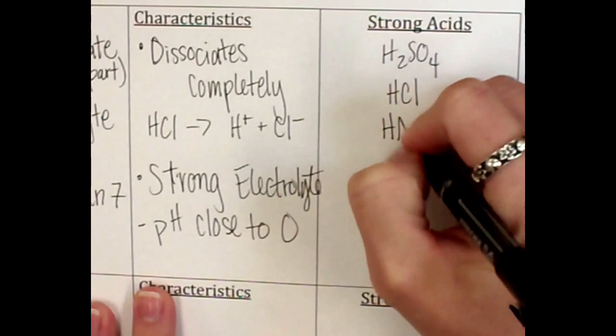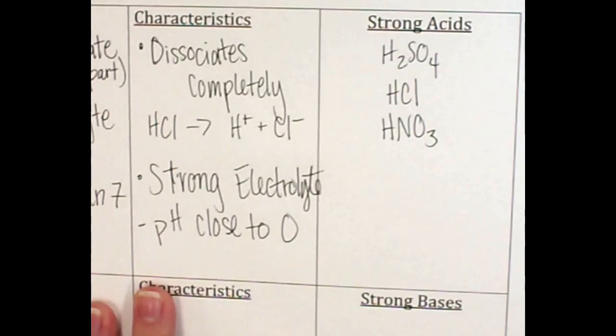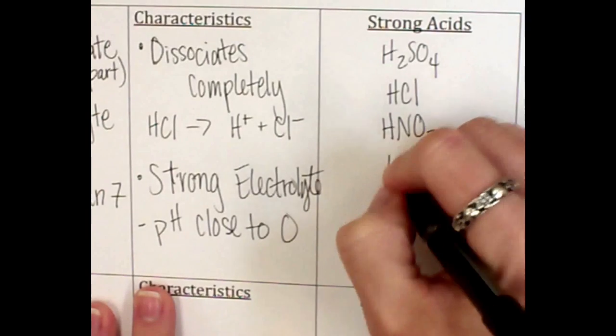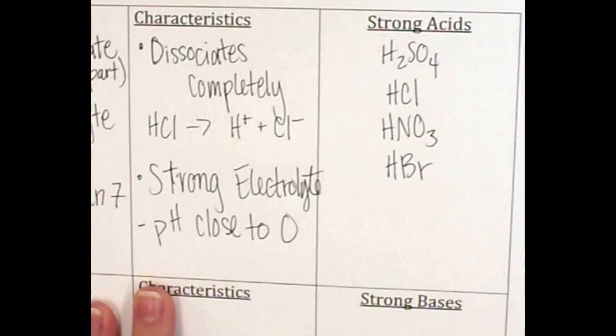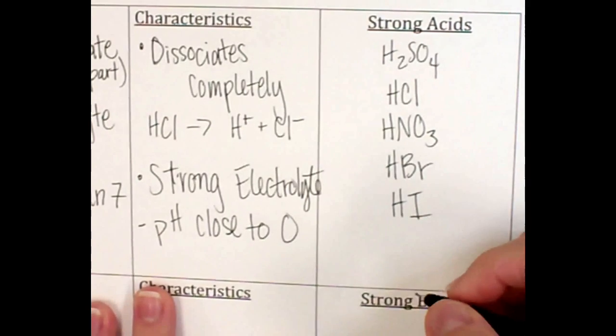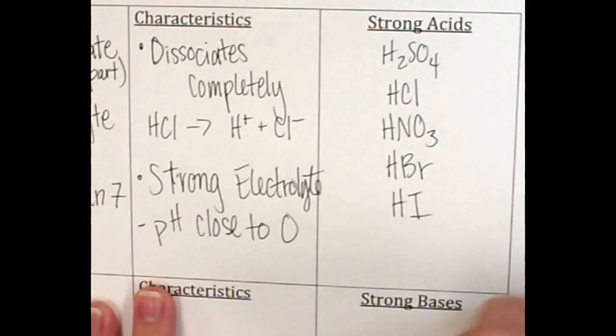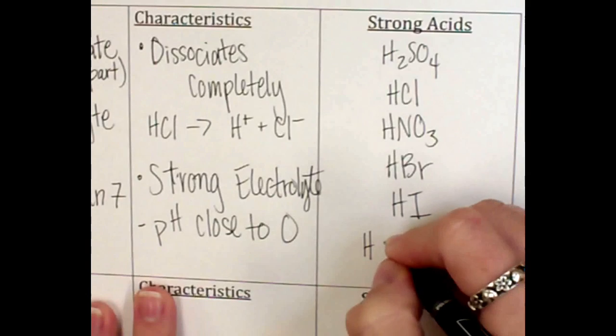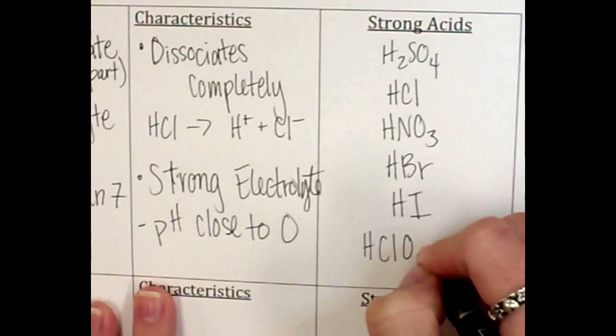We have HNO3. NO3 is nitric. It's nitric acid. HBr is hydrobromic acid. HI is hydroiodic acid. I like the name of that one, it's fun to say. And then finally I have HClO4.